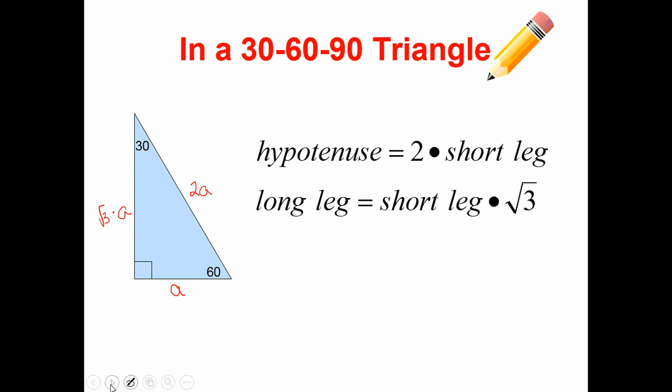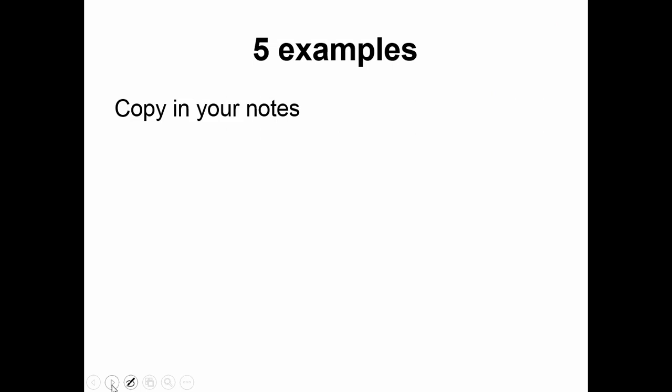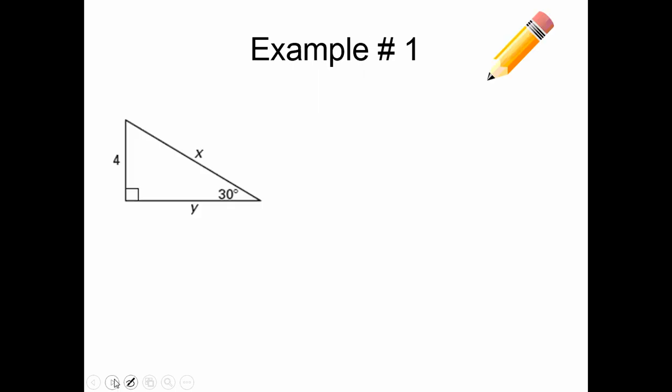So how do these relationships help us find missing sides? Well, we're going to go through 5 examples now, and you need to copy each one into your notes. They're all a little bit different, okay? So here's the first one. Example 1, this is a 30-60-90 degree triangle.